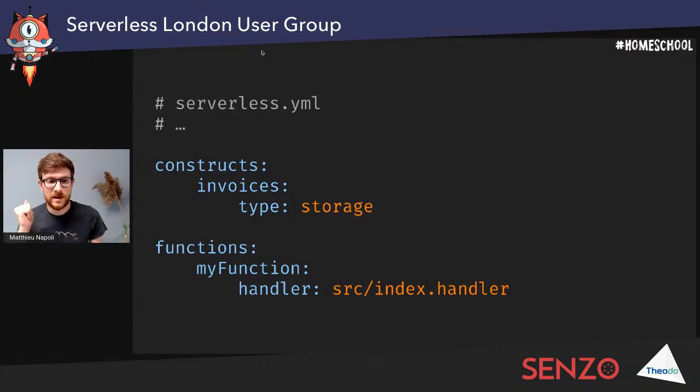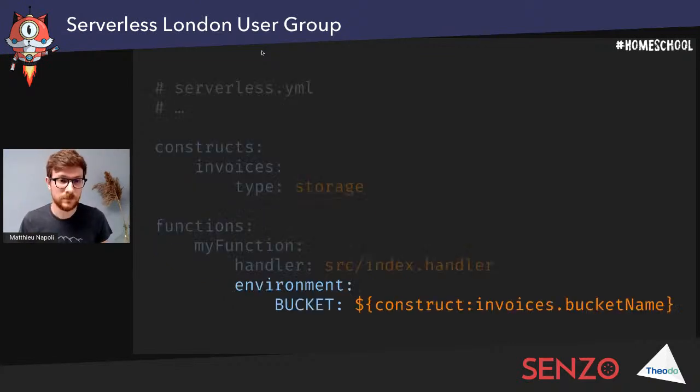So let's imagine I have one construct and I have one function. How do I get the bucket name? Well, I can inject the bucket name in an environment variable using Lift variables. So I can easily reference the invoices construct and get the property bucket name on that construct. If you know about the AWS CDK, it may look familiar, but if you don't know about the CDK, that's okay.